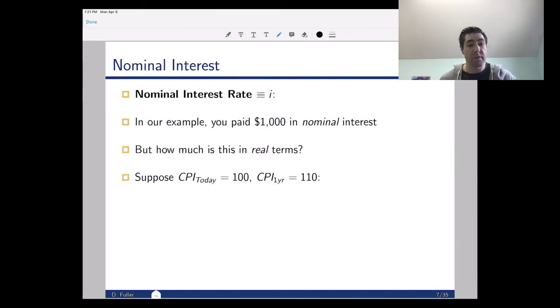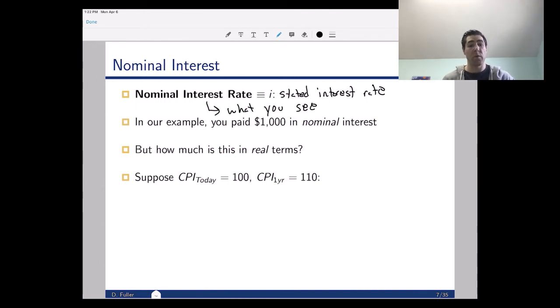Okay, now this interest rate that we've been working with is what we call a nominal interest rate, which is just the stated interest rate. And this is the one you're always going to see. So when you go and get a mortgage and you're borrowing at 3%, or you get a car loan, it's at 1.9%, that is the nominal interest rate. It's the stated interest rate. So it's what you see. So in our example, the $1,000 that you paid was how much nominal interest you paid.